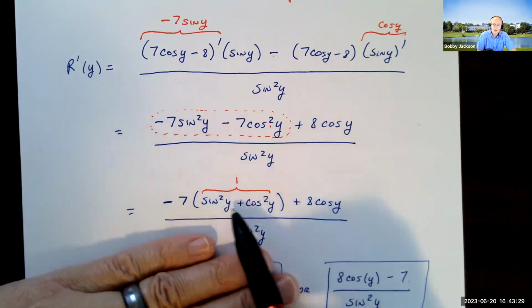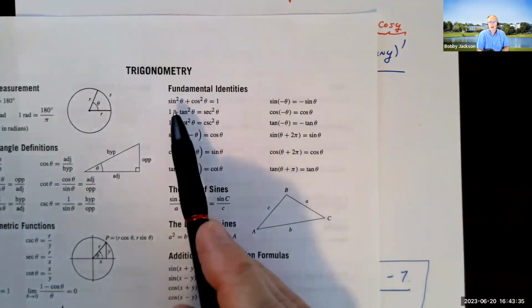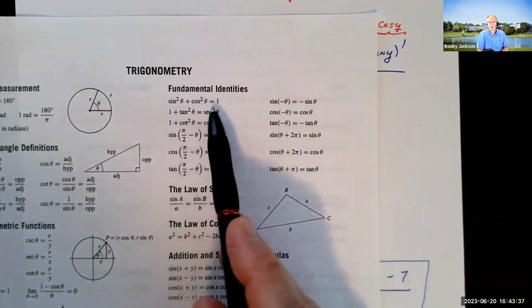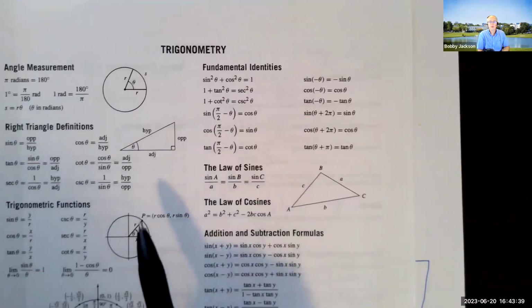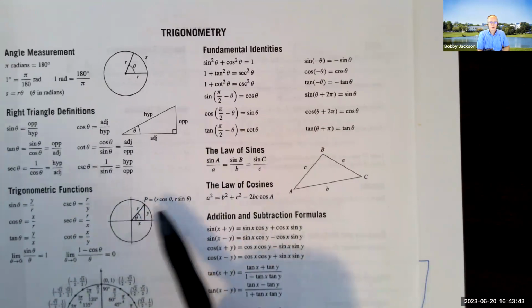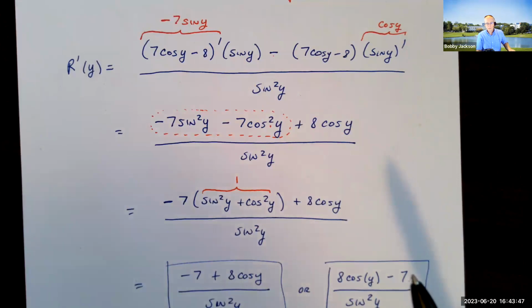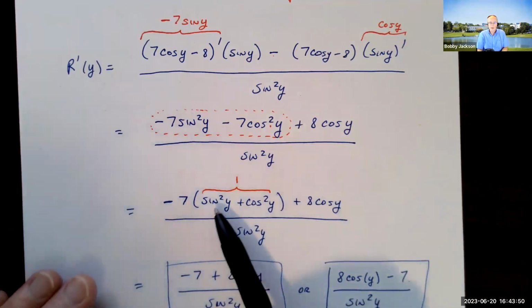You should immediately recognize that as the Pythagorean identity. That's the most fundamental identity we have in trigonometry. Sine squared y plus cosine squared y equals 1. That comes directly from the unit circle. When we think about the equation of the unit circle, we see exactly where that comes from. And so that's what you want to do.